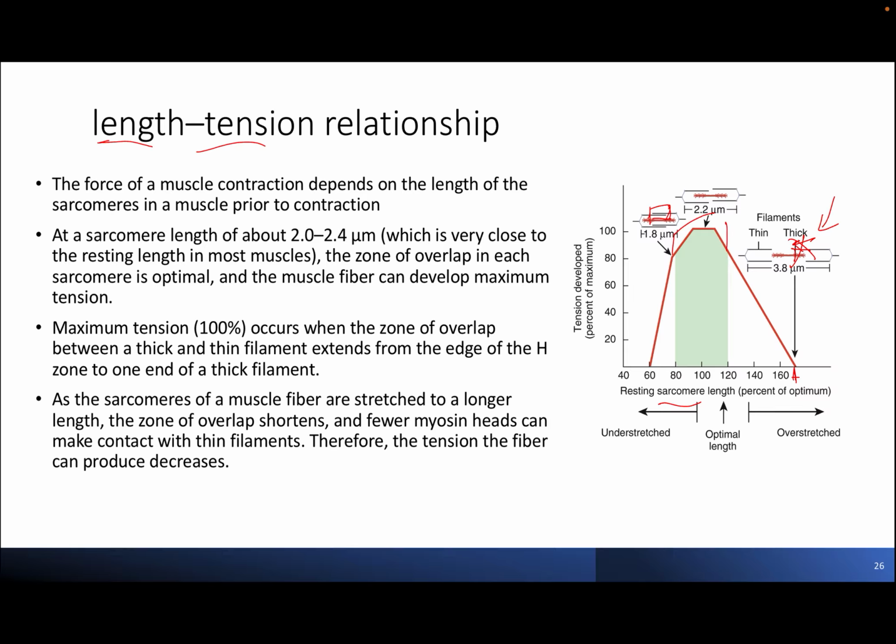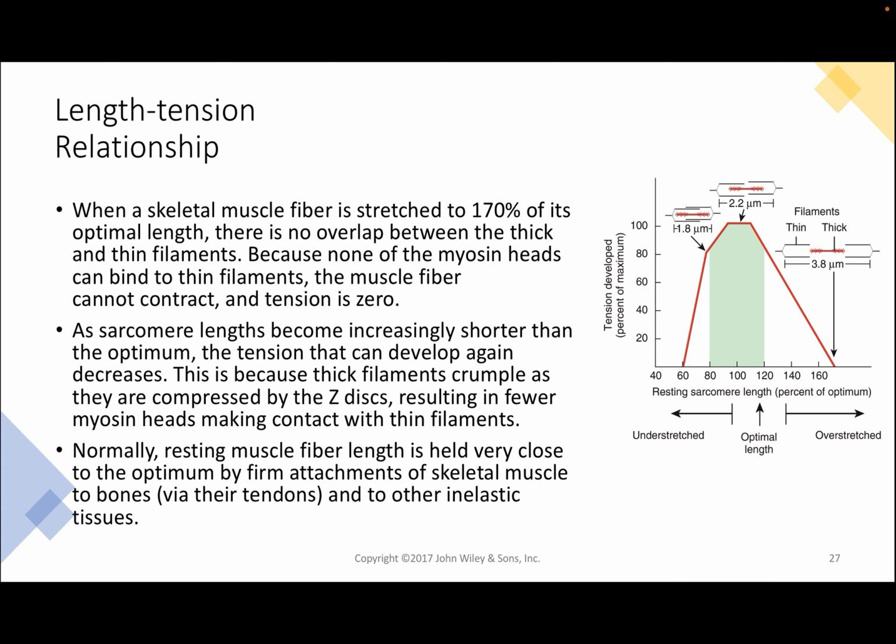We're pretty flexible here, but anywhere between 80 and 120% of the length of our sarcomere is going to be an optimal range. So normally, our resting muscle fiber length is going to be held pretty close to this range, so that we're able to initiate a contraction whenever we're ready.